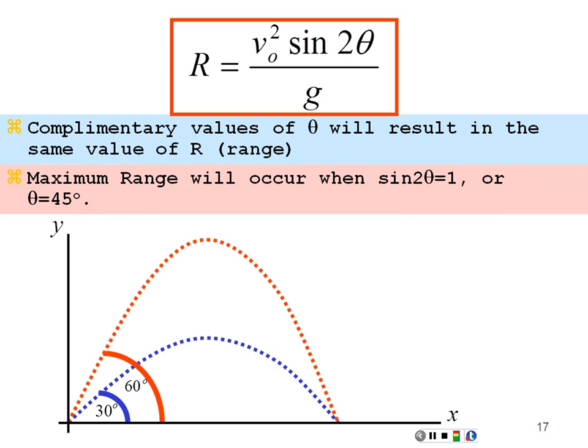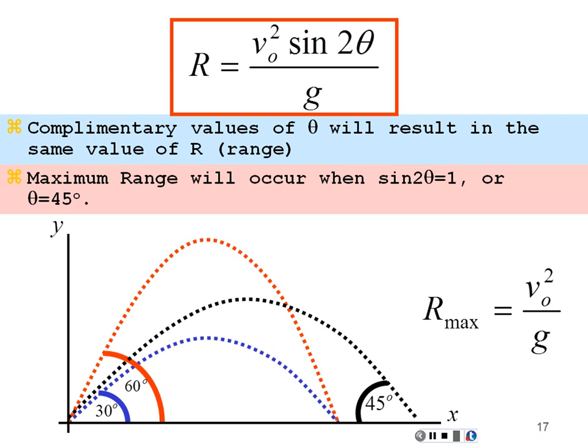Maximum range will occur when the sine of 2 theta is equal to 1, because in this equation, if the sine of 2 theta is equal to 1, then I'll get my maximum possible value. Sine can't be greater than 1. And that will occur when the total angle inside the sine function is 90 degrees, because the sine of 90 is 1. So that means that theta would have to be 45 degrees. So we'll get a maximum range at an angle of 45 degrees, assuming no air friction. And so our maximum range indeed will be v naught squared over g.